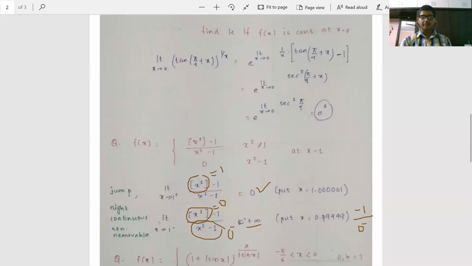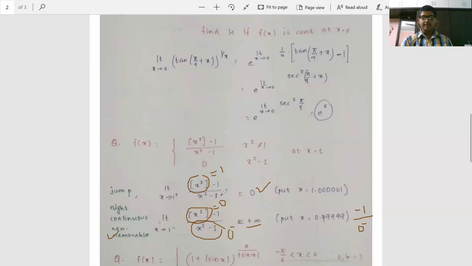Since these two things are not equal, what is the correct answer here? It is non-removable that is the correct answer. Because if there is a jump, then this is not exactly a jump. On one side it is getting to infinity, the LHL is getting to infinity. So as I have taught, you can directly say non-removable. So non-removable is the answer.